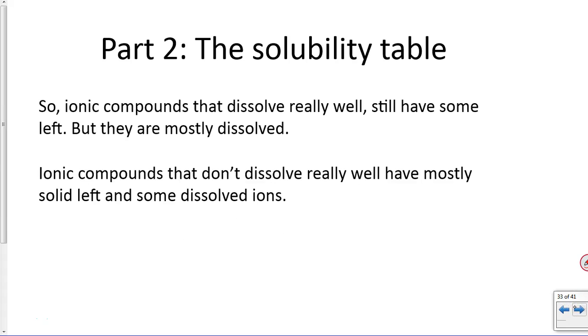We're going to do a similar thing when we look at ionic compounds. Some ionic compounds will dissolve really well, but they will still have some solid left. However, most of it dissolves. Ionic compounds that don't dissolve really well will have mostly solid left and only a few dissolved ions.